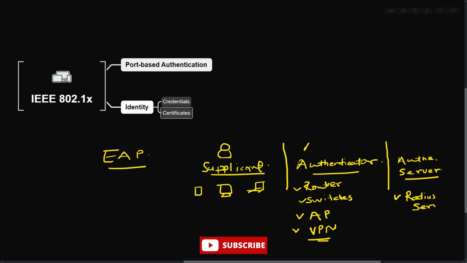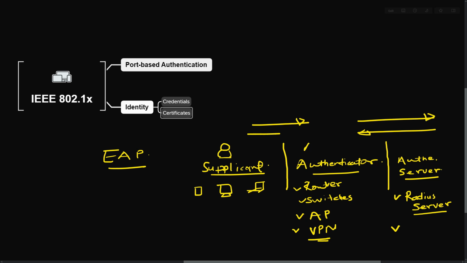Now, a RADIUS server can be an open source RADIUS server, or it could be a product like TACACS or Cisco ISE, which is predominantly used in the industry, in enterprise networks. So the communication happens from the mobile device to the authenticator through protocols like EAP, and then from the authenticator to the server, the authentication request and response packets go back and forth.